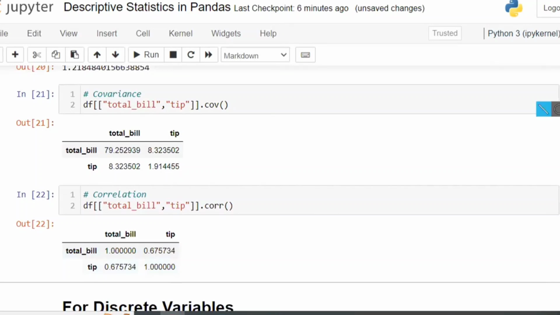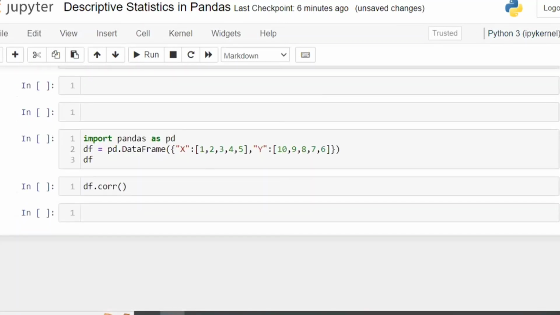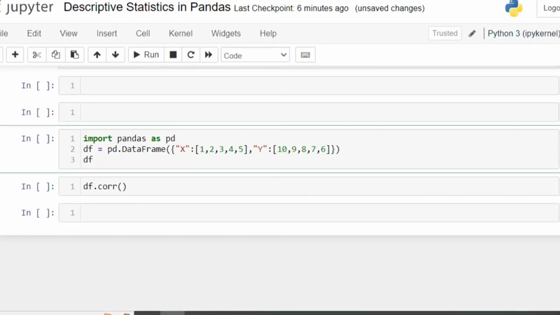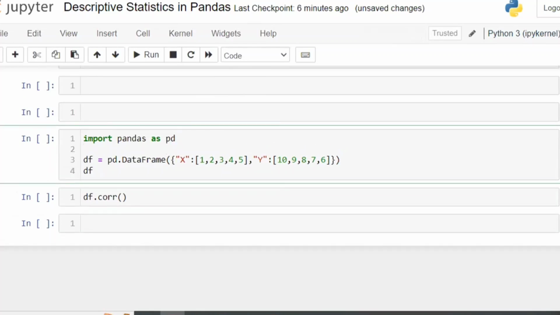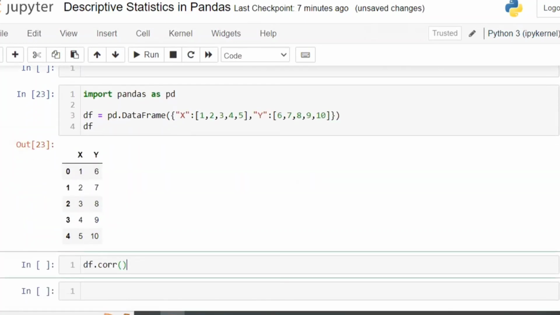Right? Now, what I am going to do is import pandas once again. So, once again, I am doing here, import pandas. pandas.DataFrame where x is equal to 1, 2, 3, 4, 5, y is equal to 6, 7, 8, 9, 10. Okay, I'm going to create the data frame like this.